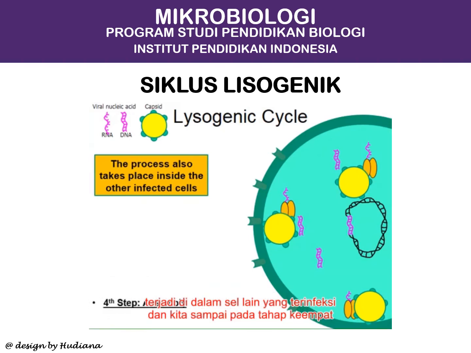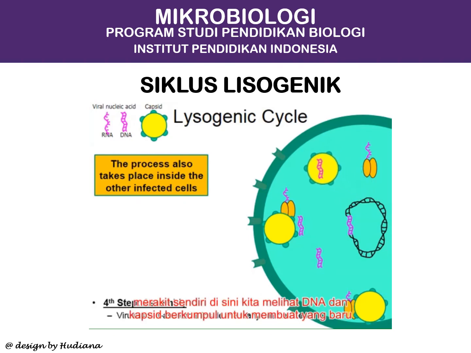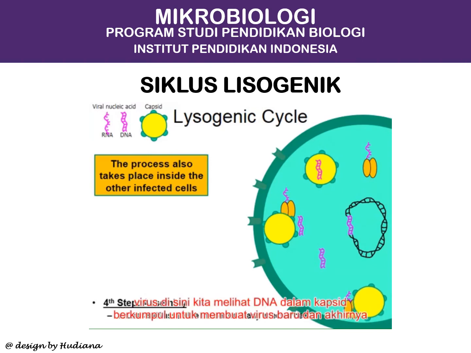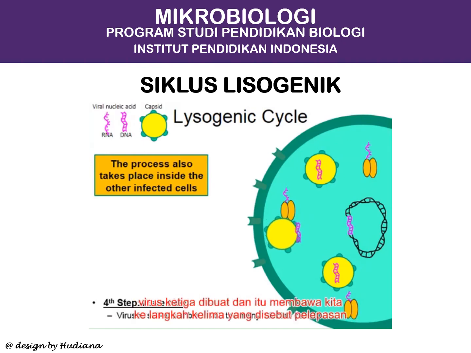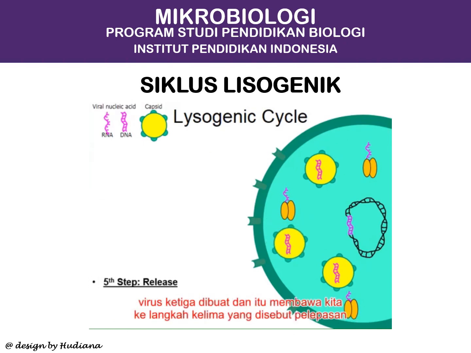And so we come to stage 4 called assembly. The parts of the viruses that have been created will self-assemble. Here we see DNA and a capsid coming together to make a new virus. Here we see DNA and a capsid coming together to make a new virus. And finally, the third virus is created. And that leads us to step 5, known as release.